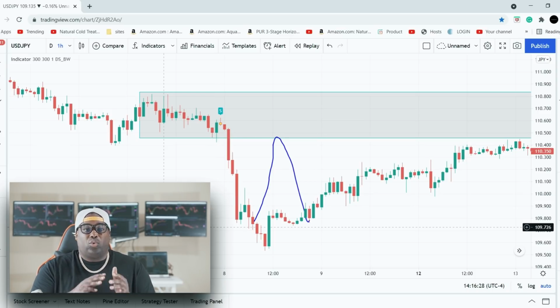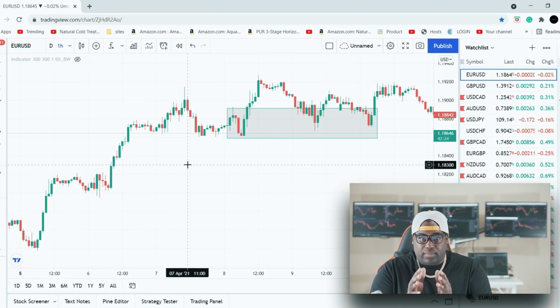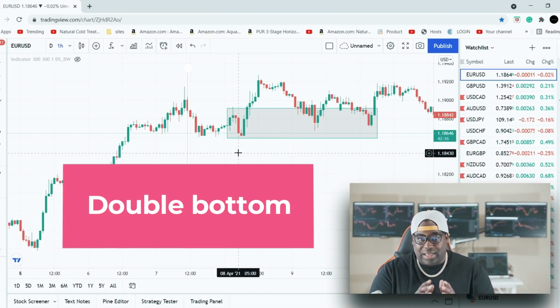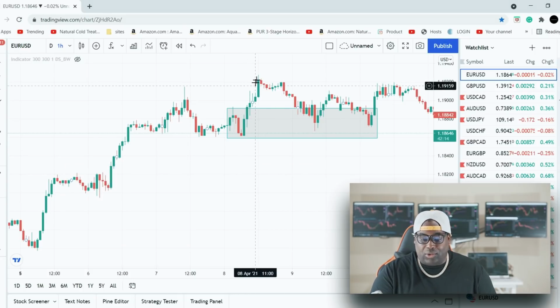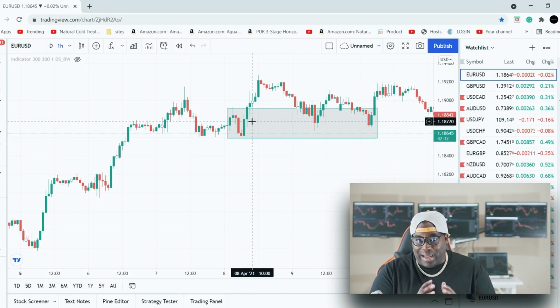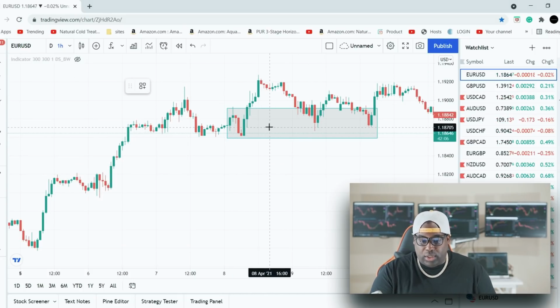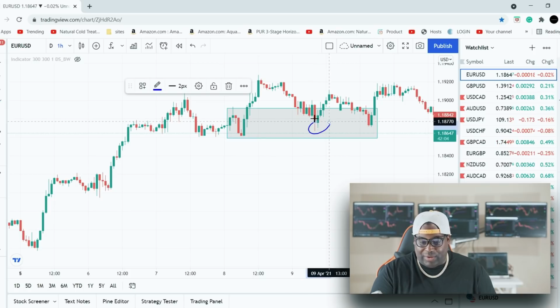So now let's go to what setups you guys can use. Okay, so the first setup I'm going to talk about that you can use is called a double bottom. So notice how we have aggressive buying right here, right? And it came back to this demand zone, right? Now we have one low right here, okay? And then we have another one right here.